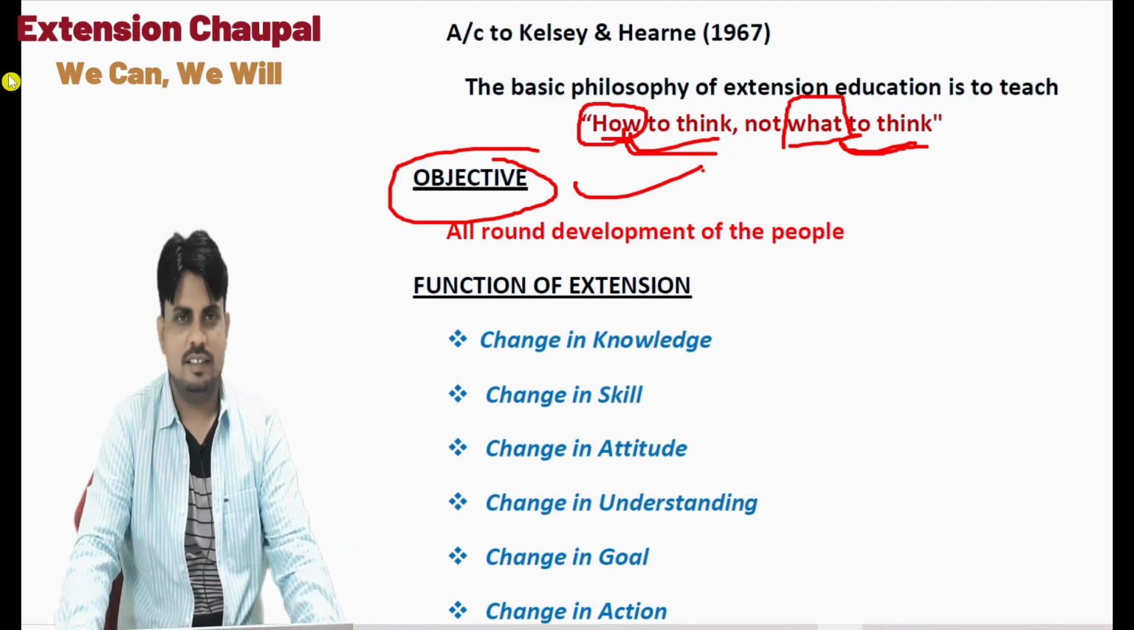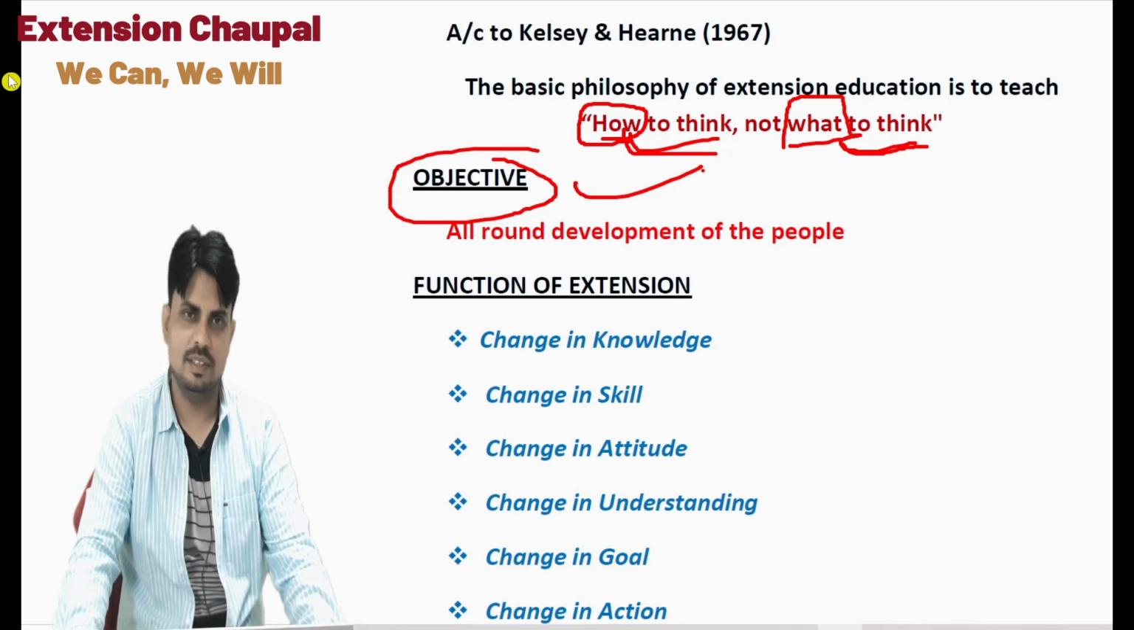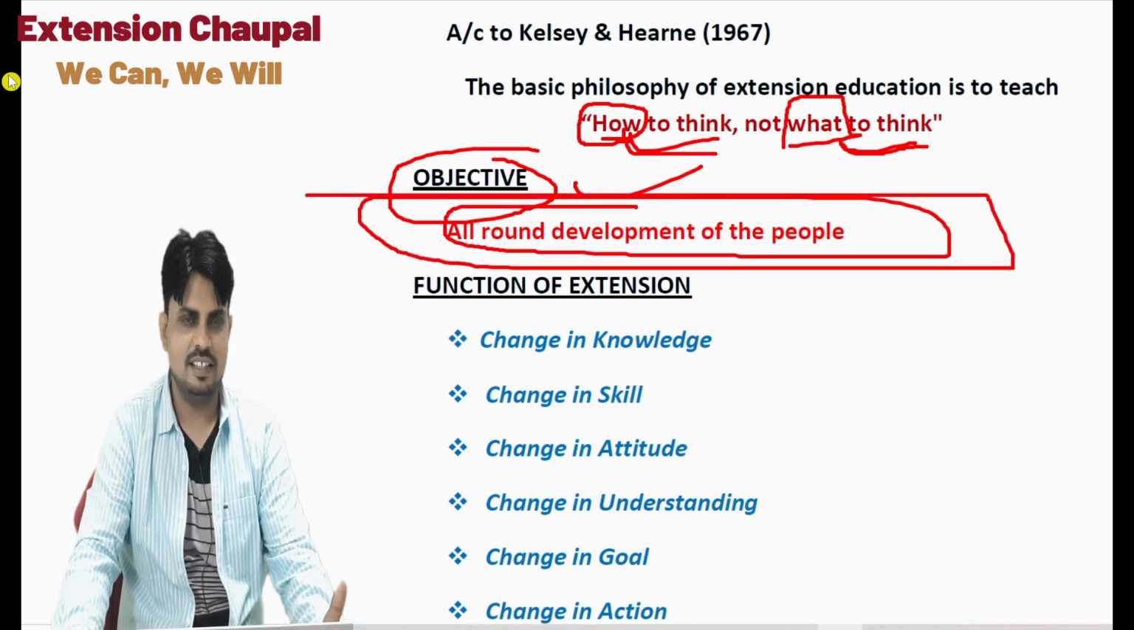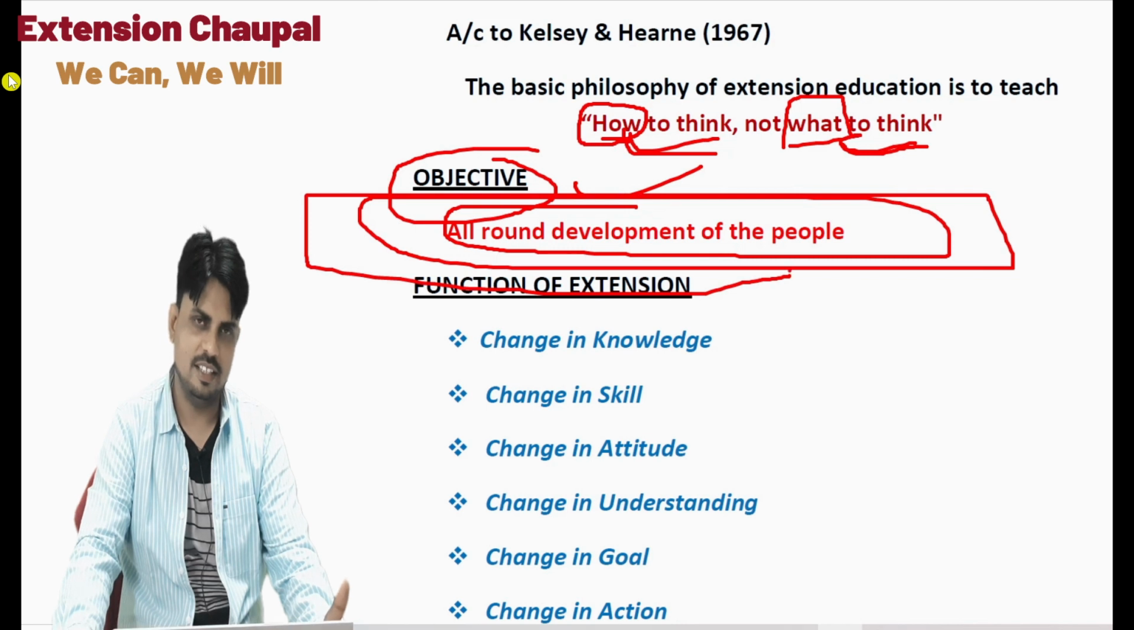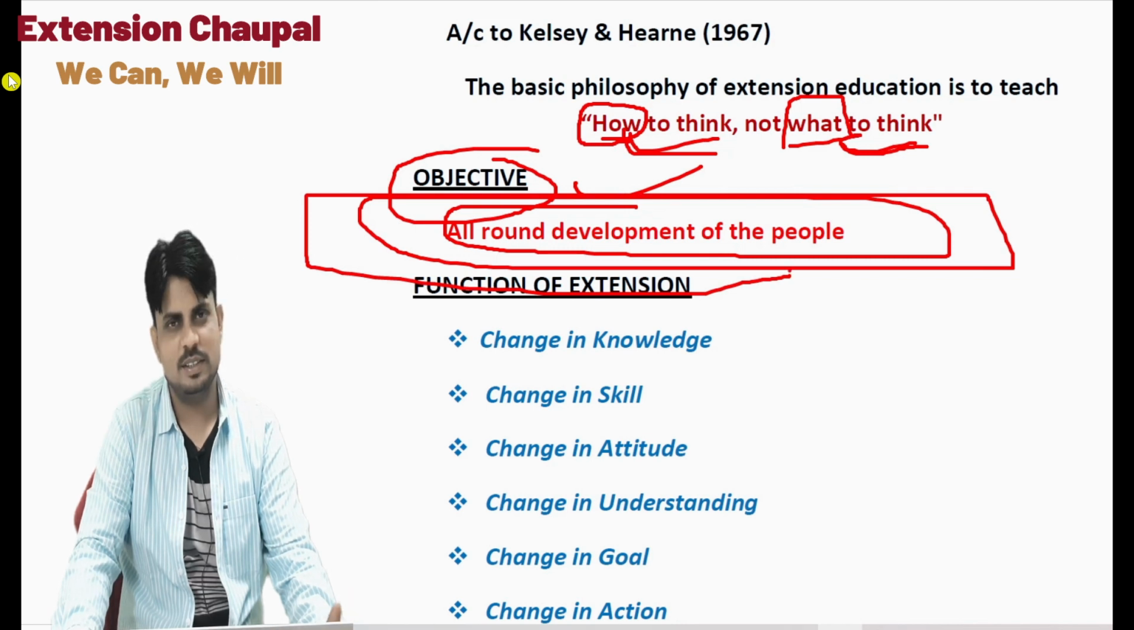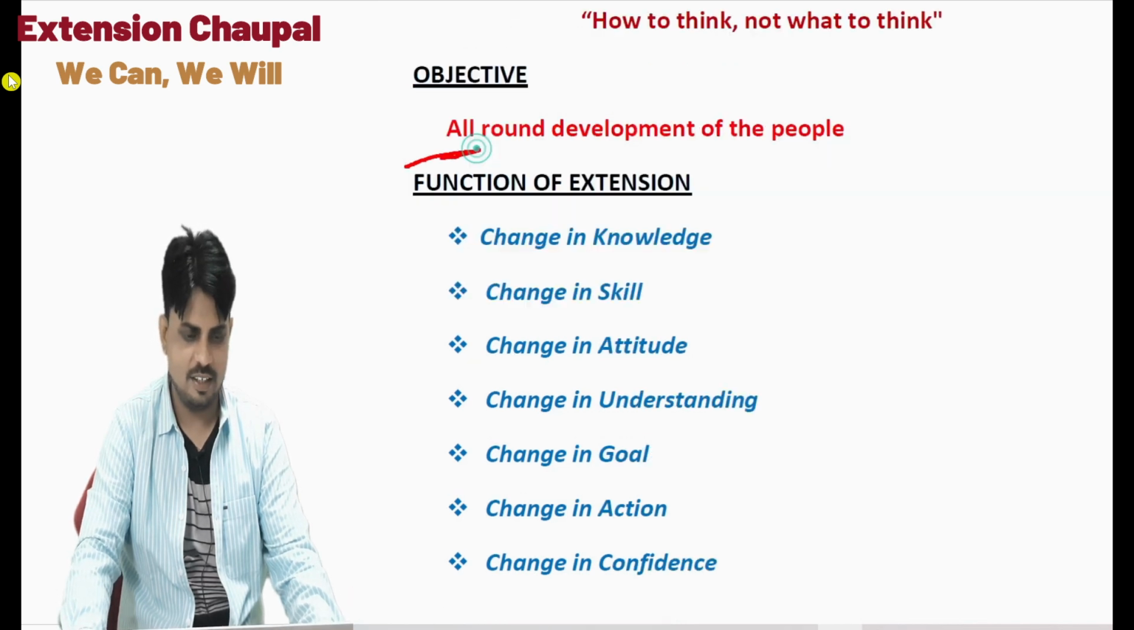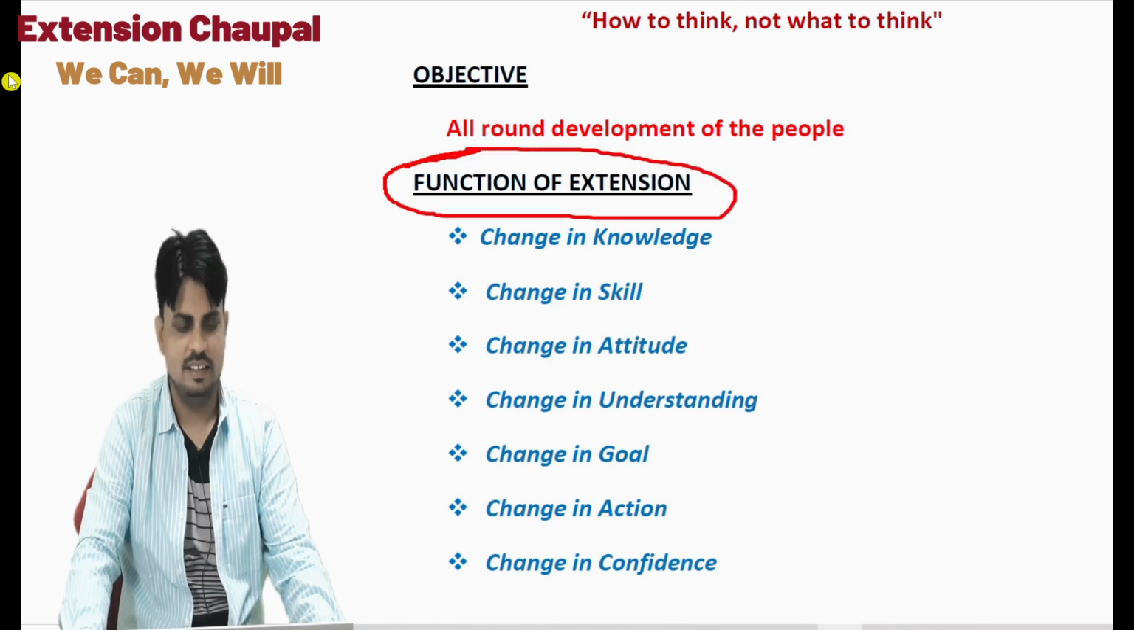Okay, now coming to the objective. As we all know, whenever you organize any program, it should be need or interest based. So what is the ultimate objective of extension? I think it's clear to all now. The ultimate objective of extension is the all-round development of the people.